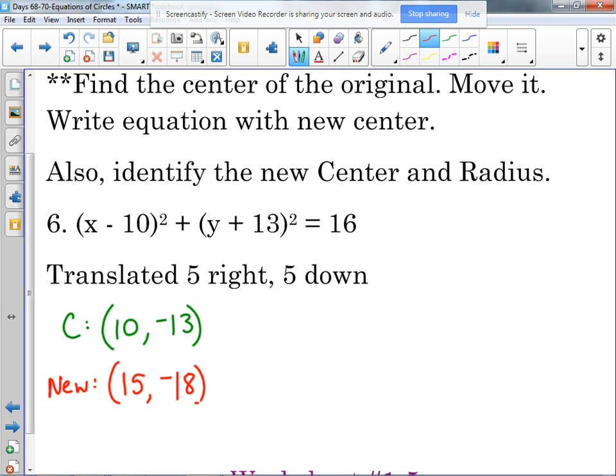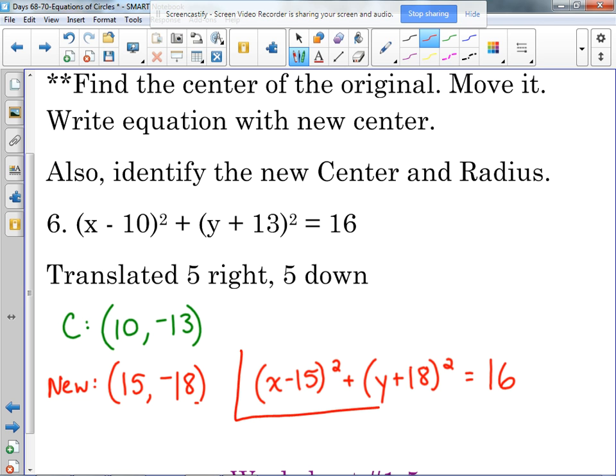So I'm going to take that and I'm going to write my new equation. X minus 15 squared plus y plus 18. Remember, you have to change the signs. Squared equals 16. That part does not change. We're not changing the shape or the size. We're only changing the location.